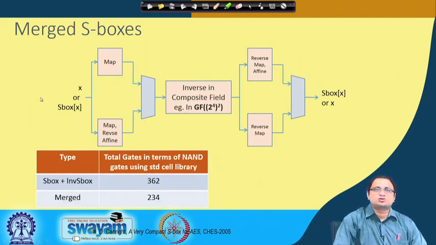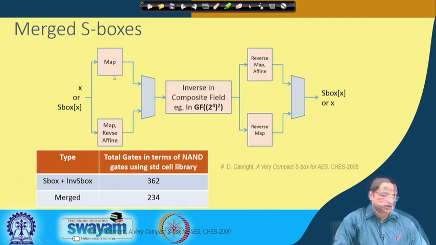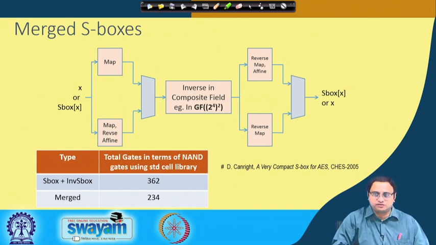Likewise, you can also merge the SBoxes, and when you merge the SBoxes, there are certain improvements that you can make. As we have seen how we can merge the mixed column operation and the inverse mixed column operation, likewise we can also merge the SBox and the inverse SBox operations. And that can also lead to opportunities for saving. So, here is an example of how we can do that.